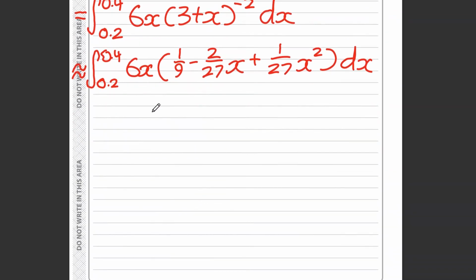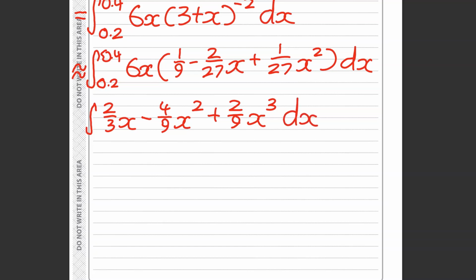Okay, so let's ignore these limits for now. So let's first focus on integrating this 6x multiplied by these 3 terms here. If we expand this bracket, it's going to be 6x multiplied by 1 over 9, which is going to be 2 over 3 x, and then it's going to be 6 multiplied by this 2 over 27, which is going to be equal to minus 4 over 9 x squared, because remember we've got an x here and an x here. Then this is going to be plus, and then this 6x multiplied by this 1 over 27 x squared is going to be equal to 2 over 9 x cubed, and then we have this dx. So if we integrate this here, this is just year 1 integration.